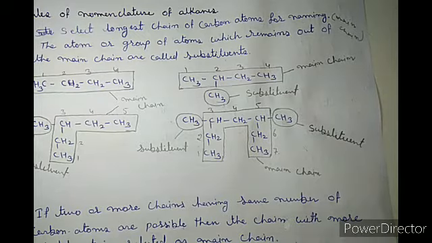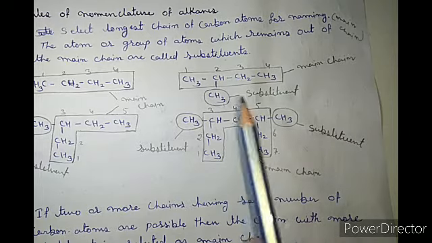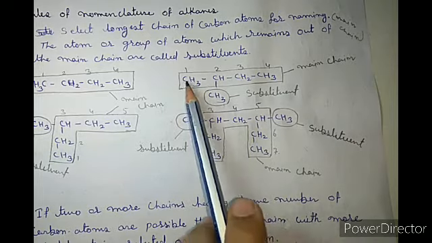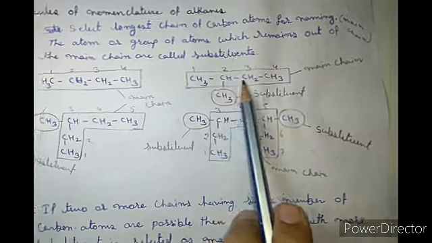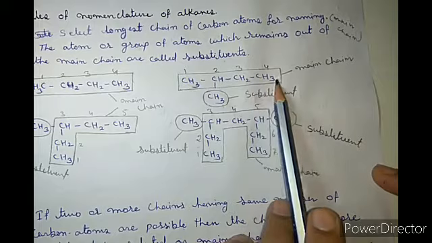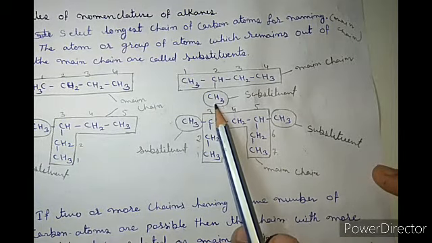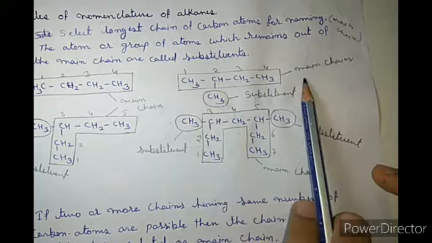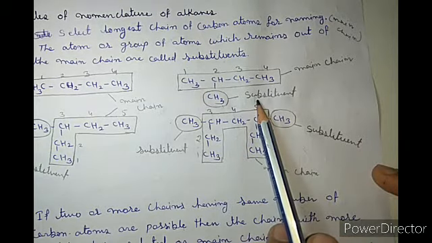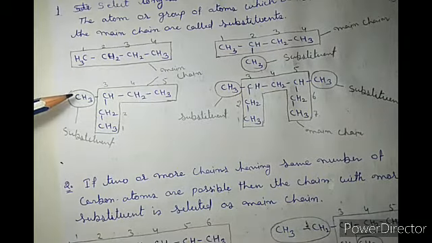Here if we want to consider the longest chain, then we include only the continuous connectivity. So these 4 can be included. This one remains outside. So that is the main chain and that is the substituent. Got it?